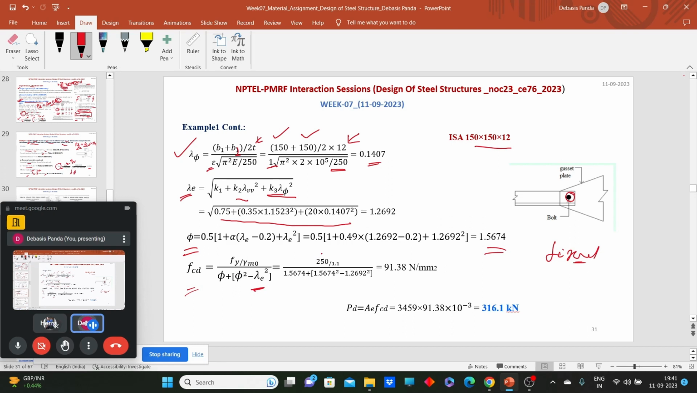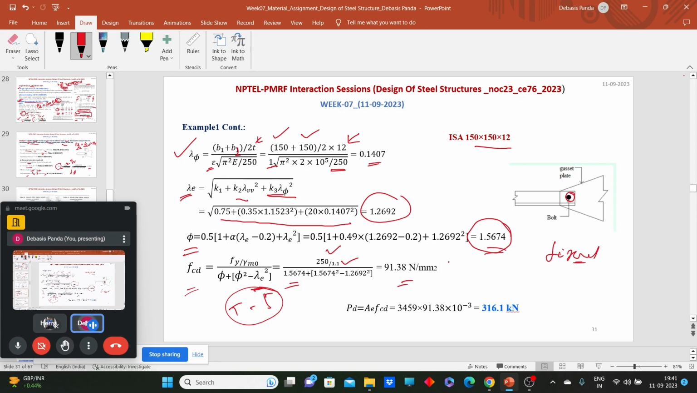Now put all these values. This Fy is 250, and gamma m0 is the partial safety factor. Go to Table 5, where you can find all these safety factors. Now phi we have calculated based on the equivalent slenderness ratio. The equivalent slenderness ratio comes as this, and based on this calculation the value of phi comes as 1.5674. Now the FCD value comes as 91.3.